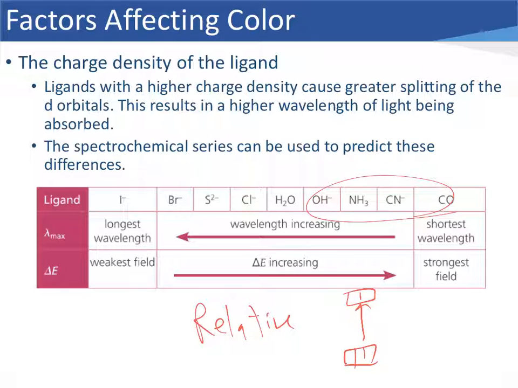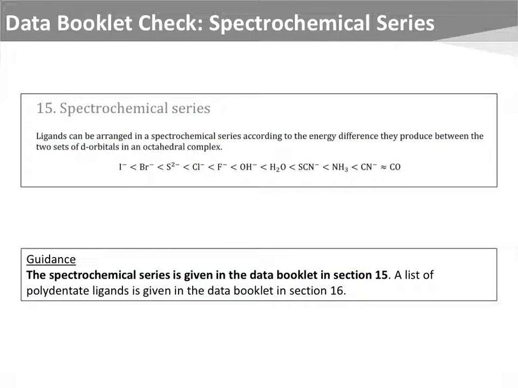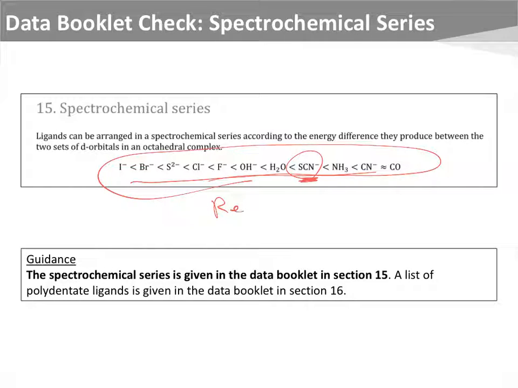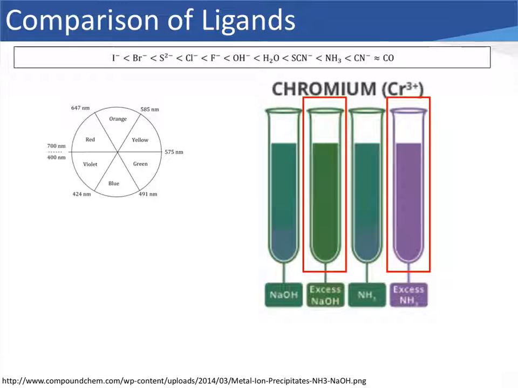This energy difference will be greater for the stronger ligands if I'm comparing two ligands on the same metal complex. The spectrochemical series is given in our data booklet, and this is really meant to be a relative comparison. It's not going to give us an exact answer, like if you've got thiocyanide, it's going to absorb yellow. We don't know the exact colors it will absorb. This is a relative comparison. So let's take a look.